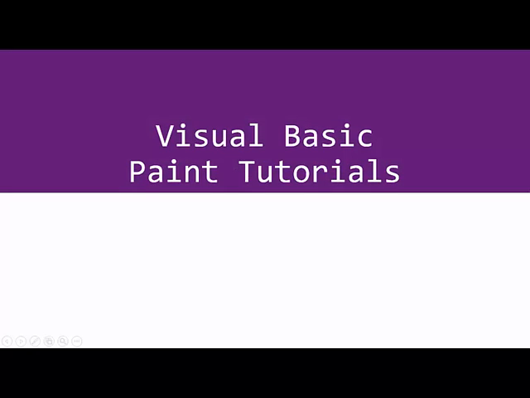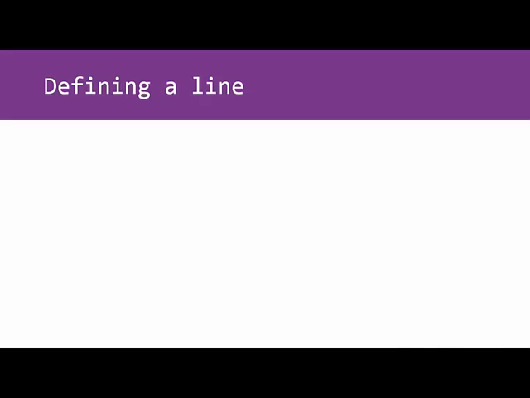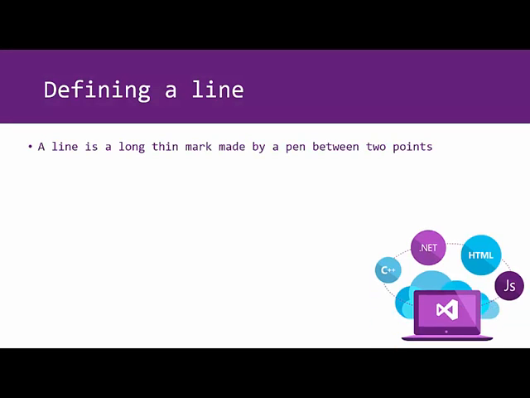My name is Carlos Serrano, and today I will be explaining the DrawLine method in Visual Basic's Windows Form. First, let's start by defining a line. A line is a long thin mark made by a pen between 2 points. It should look something like this.